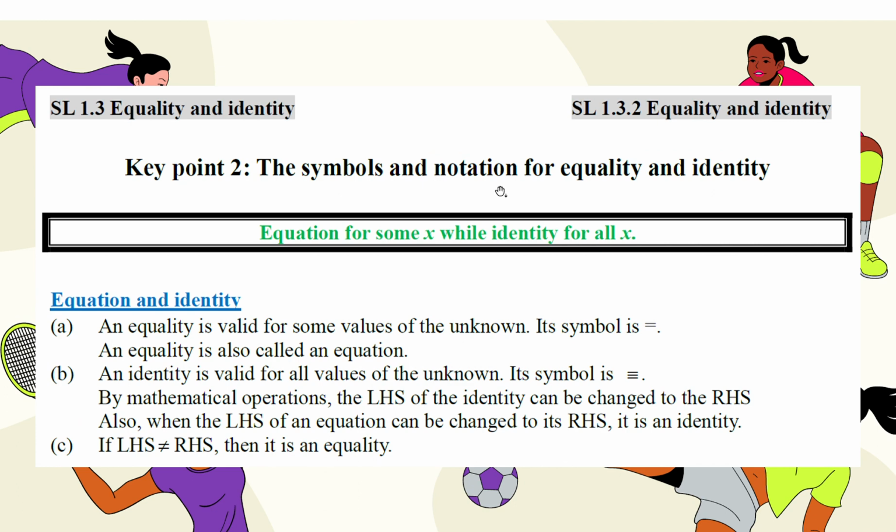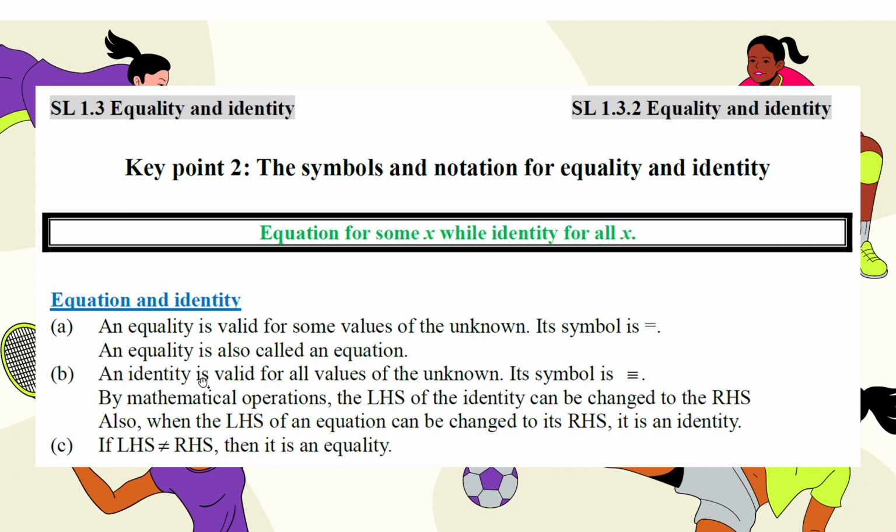And then the symbol and notation for equality and identity. There's this symbol. You learned it before or not? Now you have to learn how to differentiate equality and identity. Equality is for some x only, some x value, and identity is for all x, any x, because left hand side and right hand side are actually identical. In daily life we call it an equation, but in IB they call it equality. Equality is valid for some values of the unknown, and it uses the equal sign, two horizontal short lines.